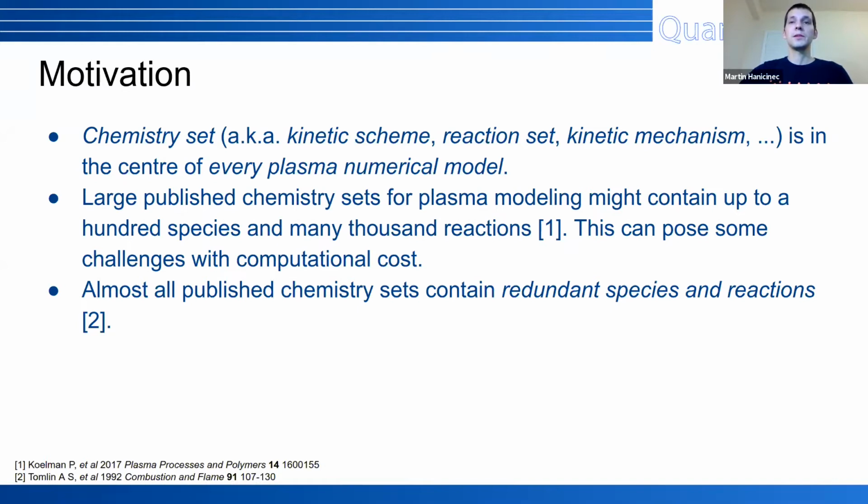You can find these chemistry sets published online, for various gas mixtures, but they do not come without problems. One of the problems is often the size of the set. Some chemistry sets might contain up to 100 species and many thousand reactions, and this can cause great problems with computational cost if your model of choice is higher dimensional, or captures more refined and subtle physics. But in fact, almost all published chemistry sets contain redundant species and redundant reactions for any narrow application. This presentation is about reducing chemistry sets by identifying these redundant species and eliminating them out of the set.